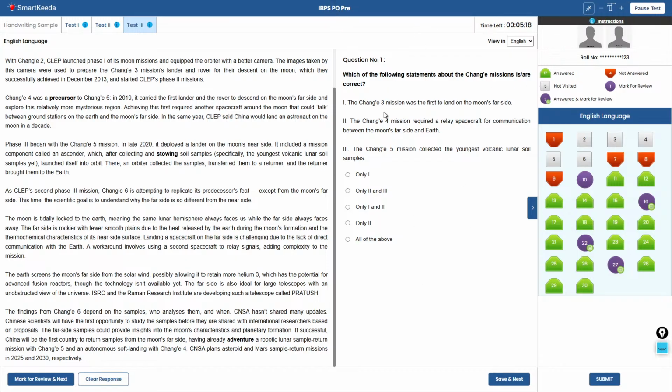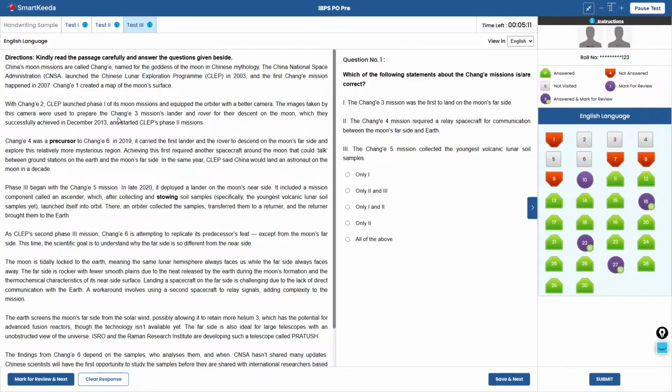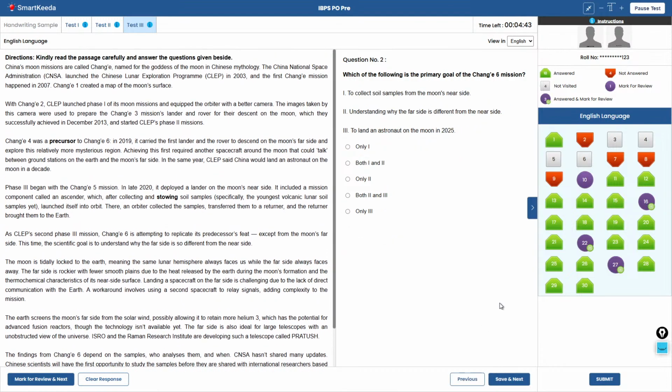Correct. Was the first to land on the far side... Chang'e 3. Chang'e 3 is not mentioned anywhere. Okay, now the lander rover descended on the moon. So just on the moon, not on the far side. So not one, so two or three. Chang'e 4 mission requires a relay spacecraft for communication. Yes. Five collects the youngest sample. Yeah, so two and three both correct.